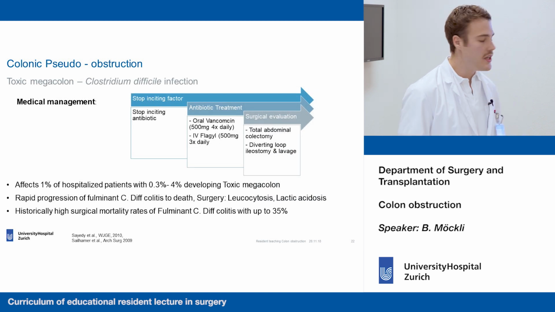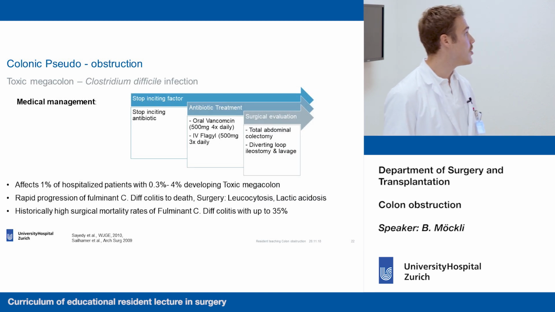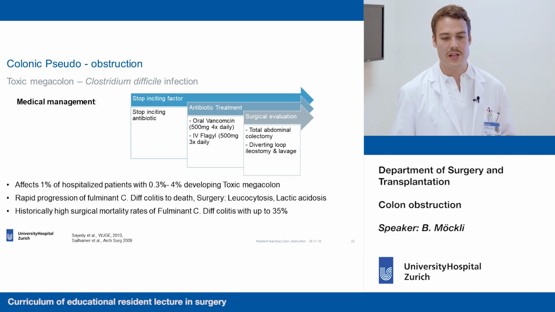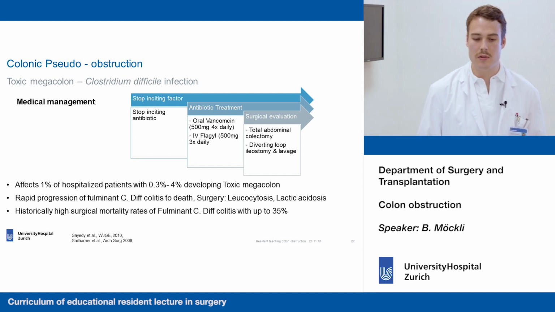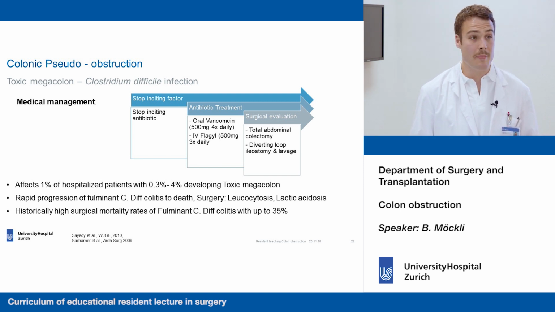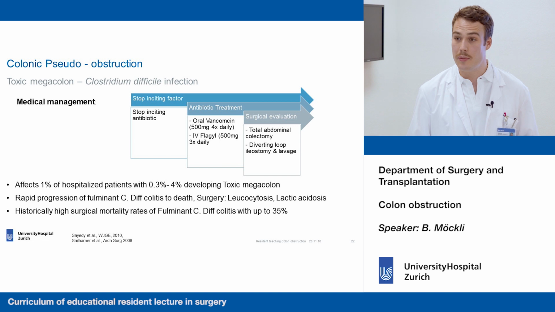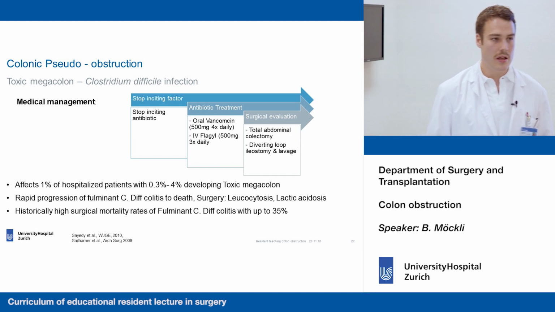The other etiology is actually C. diff infection. It affects 1% of all hospitalized patients, with 0.3 to 4% actually going on to develop toxic megacolon. There can be a rapid progression from fulminant C. diff colitis to death, so definitely these patients need to be evaluated surgically.